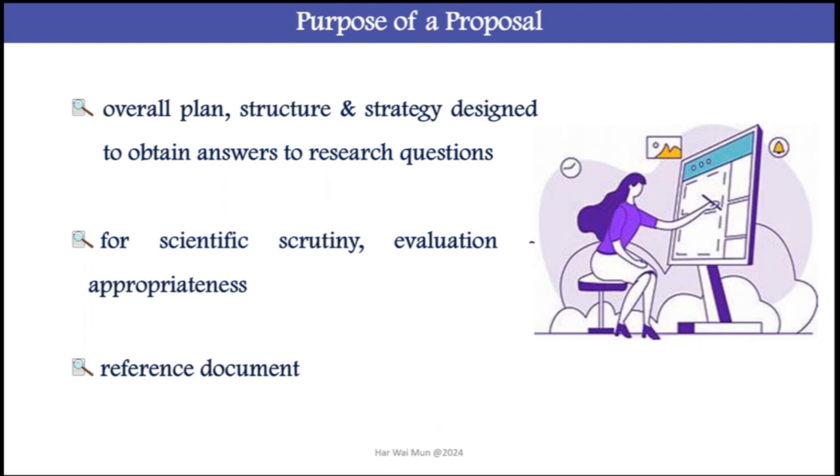certain processes. So here, the proposal function is like an overall plan, like a book content page, right? Then scientific scrutiny or evaluation: you want to apply for a grant or you want to do a PhD proposal defense, then it is for evaluation of whether your proposal and your research are able to continue or not, right? Then it is a reference document to check back what you have promised to do. For example, the book content says there are chapter 1, chapter 2, chapter 3, chapter 4, but at the end inside you have a completely different thing, then it cannot.